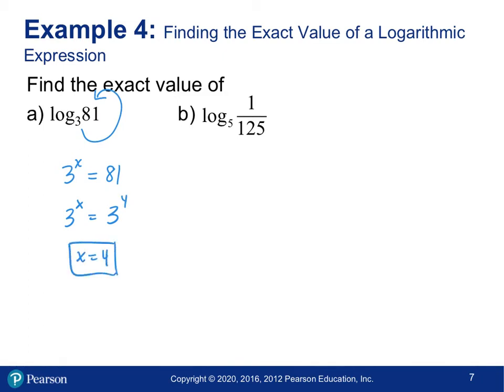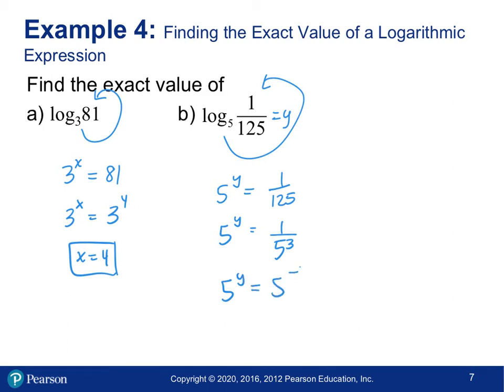So if you can get the same base, do so. Again, this one, we write it around. Remember, this is equal to y or x or whatever letter you want to call it. This would be 5 to some power is equal to 1 over 125. So rewrite it with the same base. See if we can get that to be a 5. We can. This would be 1 over 5 to the third. So that means we have 5 to the y equal to 5 to the negative 3. So I know y is negative 3.